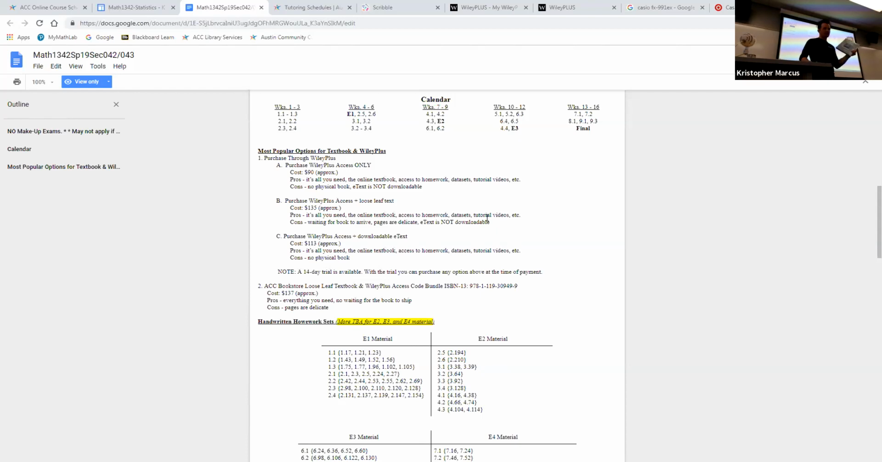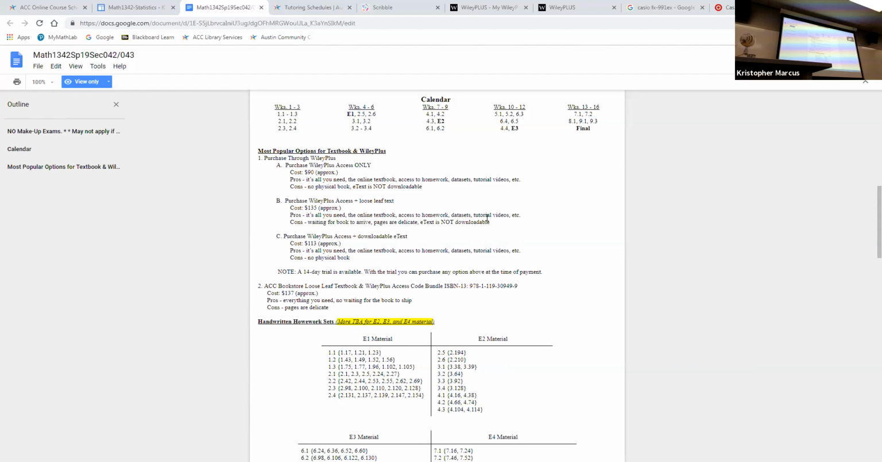But a really great option to have a physical copy on hand if you like having a book that you can just flip through the pages. And option C, this one is a little different. It's a little less expensive, about $113-ish. Wiley Access, and then you can download the e-textbook. So no physical book, but you've got a downloadable book.